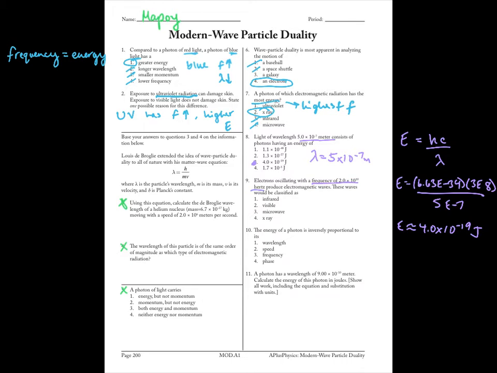Number 9, electrons oscillating with the frequency of this produces electromagnetic waves. These waves would be classified as what? So we need to look at the reference table, look at the spectrum, just to see what kind of wave has that kind of frequency.